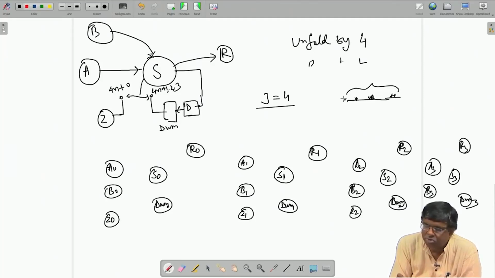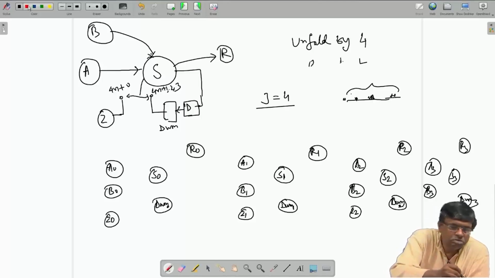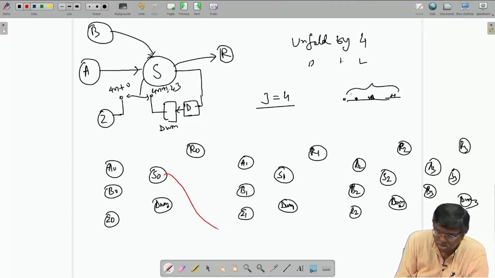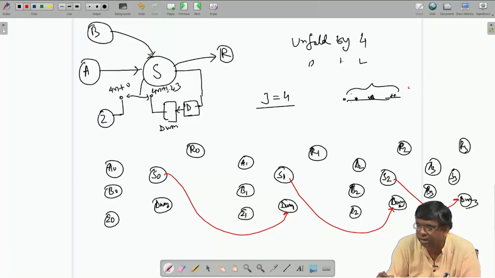You are delaying by what? So, if you start from here, you are going here only under the same cycle. So, no delay, okay, which means S0 will go to DOM 1 without any delay. S1 will go to DOM 2 without any delay. S2 will go to DOM 3 without any delay. S3, the last one, will go to DOM 0, but with a delay. I am moving to the next cycle.